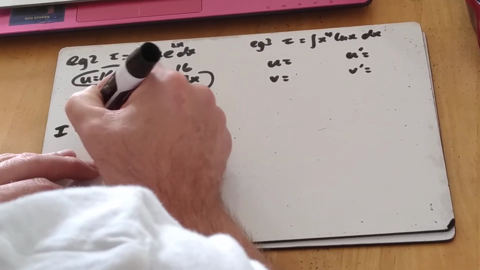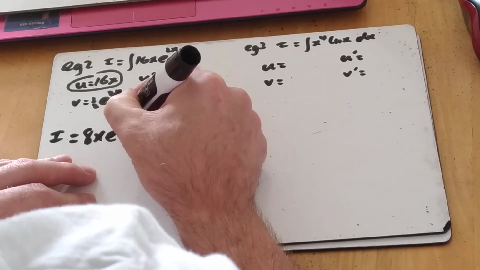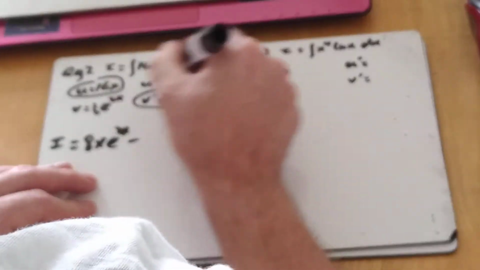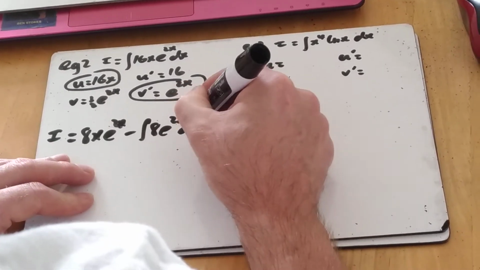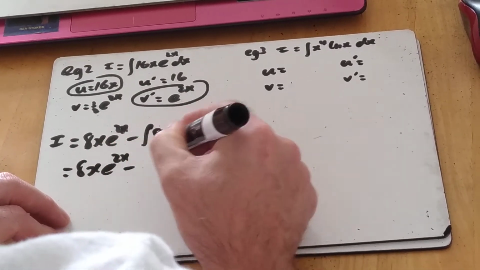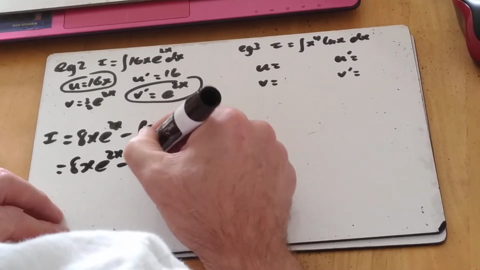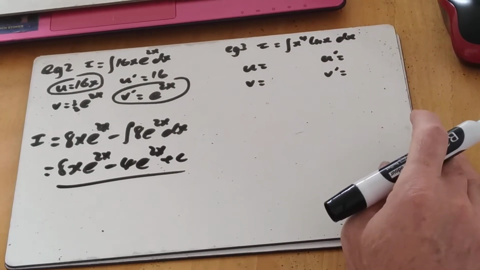And then my integral becomes uv, that times that, 8x e to the 2x minus the integral of this times this, the integral of 8 e to the 2x dx. So 8x e to the 2x minus, divide by 2, 4 e to the 2x plus c. Nice and straightforward.